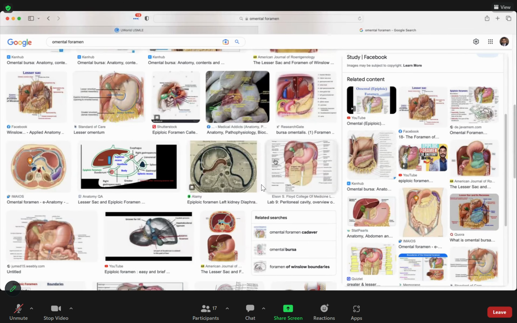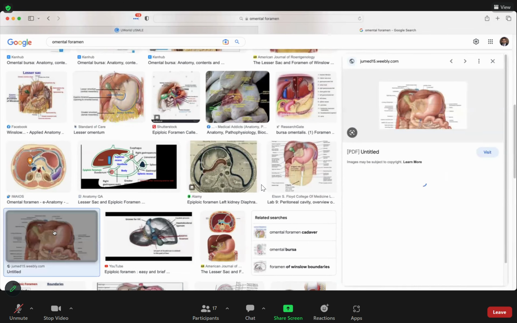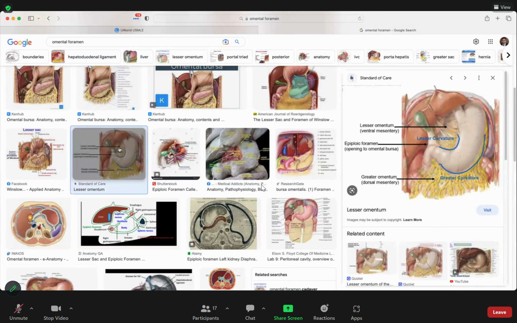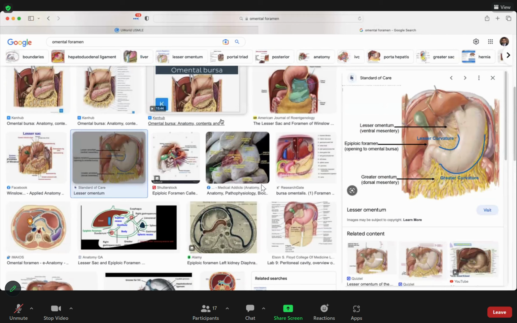Okay, let's see if I can find another picture in here. So, the omental foramen is above the ligament, or is it next to the ligament? It's next to it. Put it this way: if you put the finger in, it goes into those two structures that I explained. So that's where that goes.